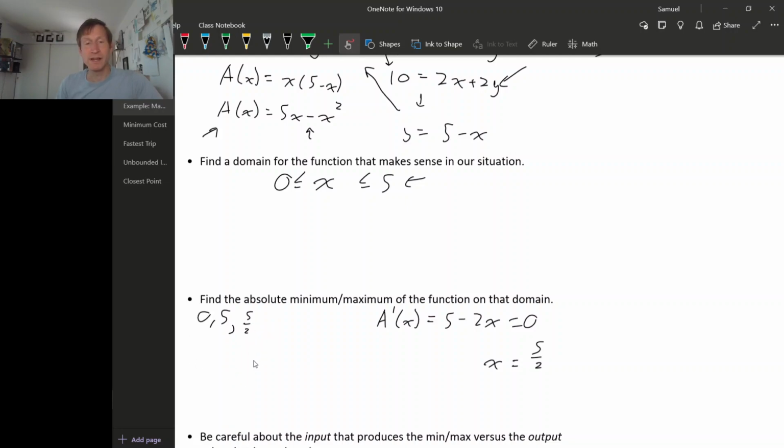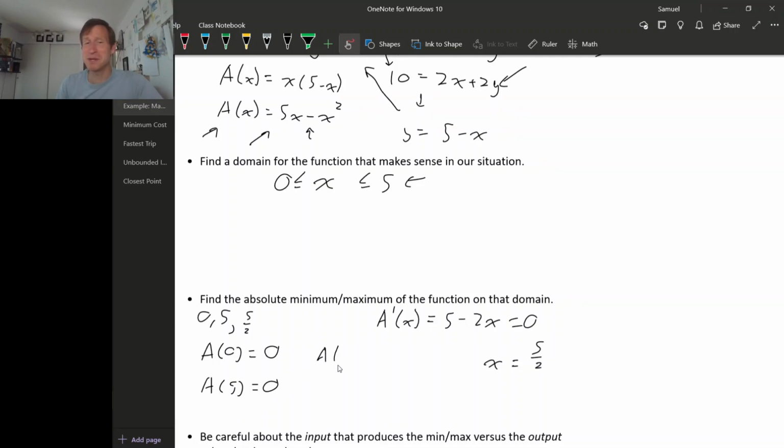Now that we have all of the possible candidates where a maximum might be hiding, we can just plug them into the original area function to see which one gives us the biggest. So when you plug in 0, the area function gives you 0, right? Remember, area function is up here. When you plug in 5, you get 25 minus 25, 0 again.